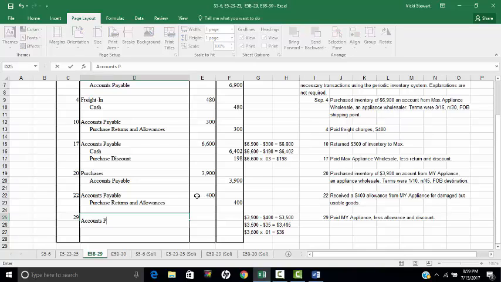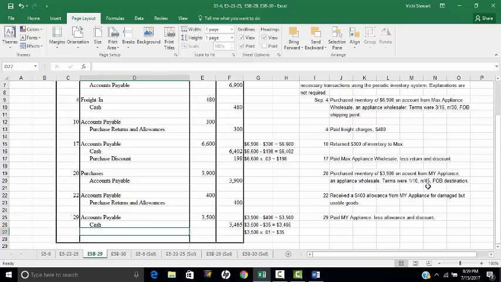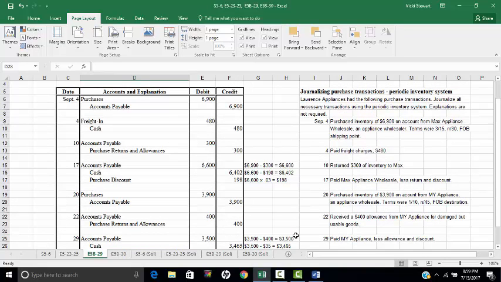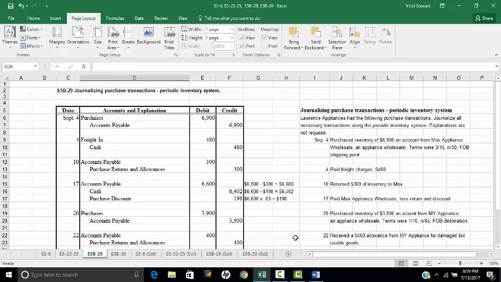So we'll debit accounts payable for the $3,900 minus the $400 allowance, or $3,500. We'll credit cash for $3,465, which is the $3,500 minus the 1% discount, and our other credit will be to purchase discounts for the discount of $35, which is 1% of the net amount of $3,500. And that is the conclusion of the demonstration for exercise E5B-29.